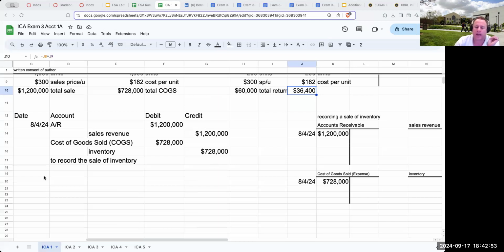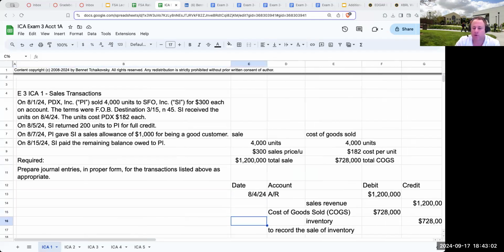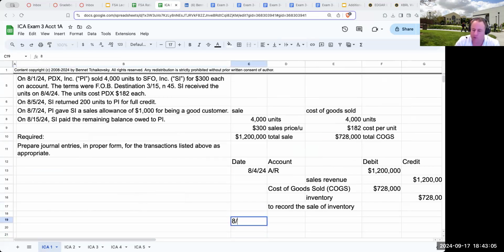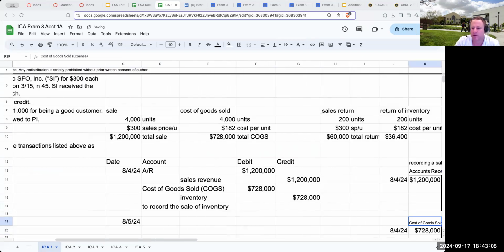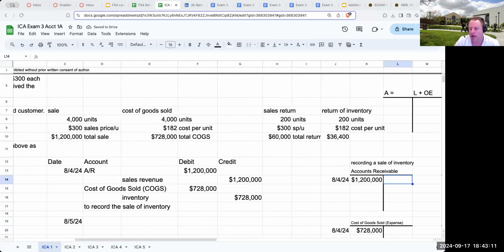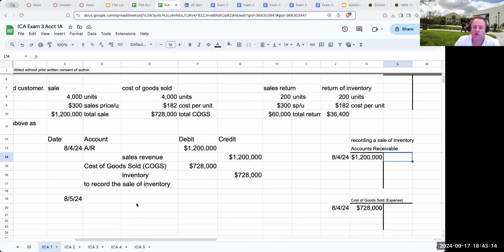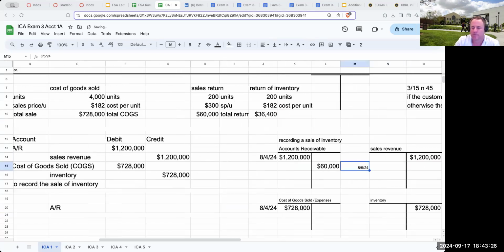Now, when I have a return of inventory, and this is really, really important, I know that the customer on 8/5/24 is no longer going to want to pay me 1.2 million. Why? They just returned 60 grand of it. So I know I'm going to go through here and I'm going to credit accounts receivable on 8/5/24 for $60,000. So I'm going to credit accounts receivable for 60 grand because the customer no longer owes me that money. They've returned the goods.